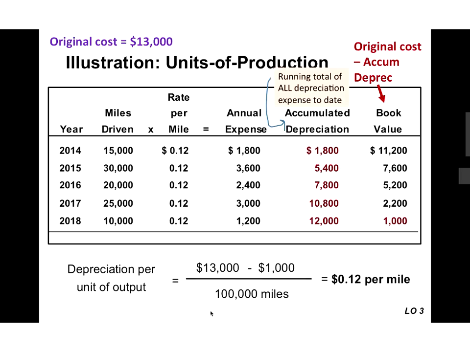Now, something to note, this will be the same with straight line, it'll be the same with units of production. Any method we use, at the very end, the book value will be equal to the residual. So that $1,000, our residual value, our book value at the very end of the life, at the end of the estimated life, will be equal to the residual value.